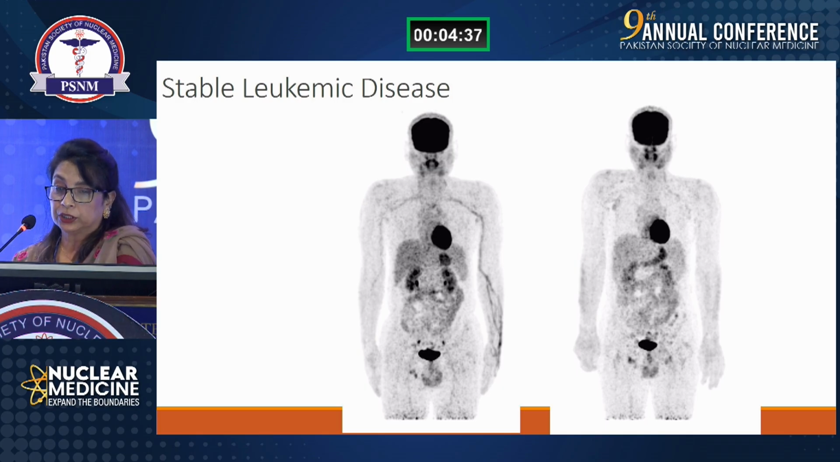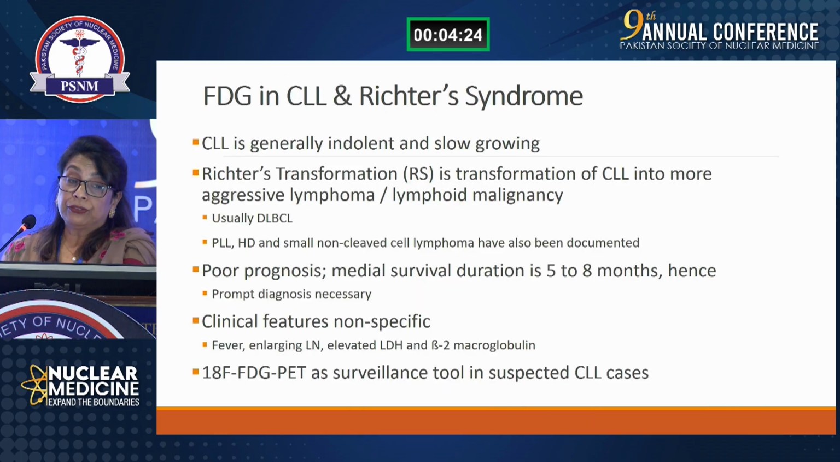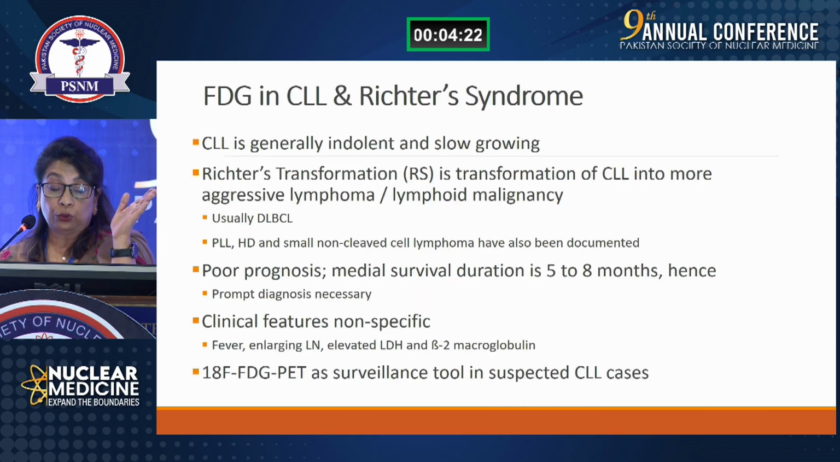Sometimes we had some very good scans too, where we have some stable leukemic disease, and over a long period of time, we do get to see very good scans too. FDG has a very significant role to play in Richter syndrome, which is a chronic lymphocytic leukemia converting into DLBCL, which is usually very malignant.